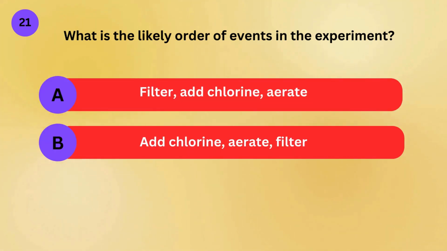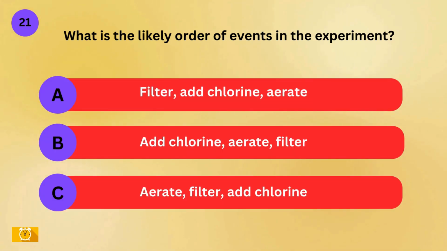What is the likely order of events in the experiment? Filter, add chlorine, aerate. Add chlorine, aerate, filter. Aerate, filter, add chlorine.